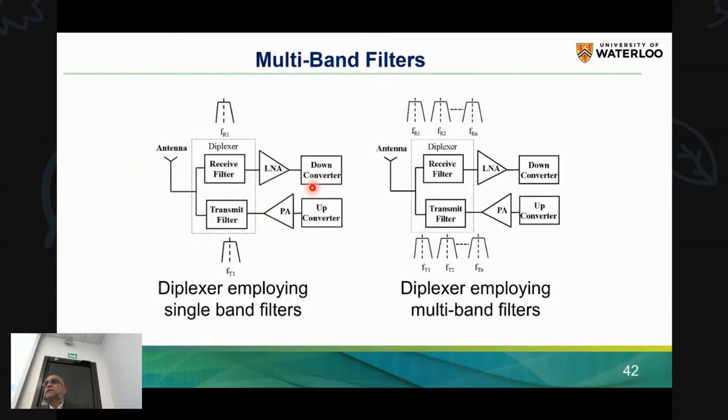Multiband filters were quite popular, particularly for 4G, where the filter has one input and one output. But instead of giving you one band at the output, it can give you two bands or three bands. The advantage is that you reduce the size and mass, because instead of using three filters, for example, you can use just a single physical device.